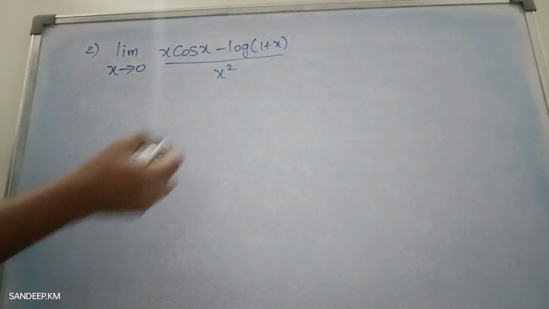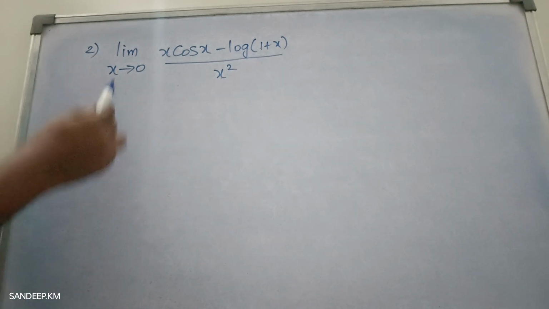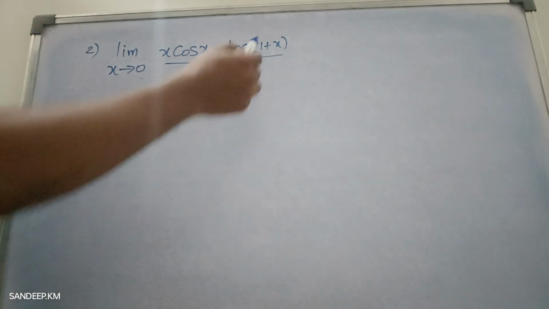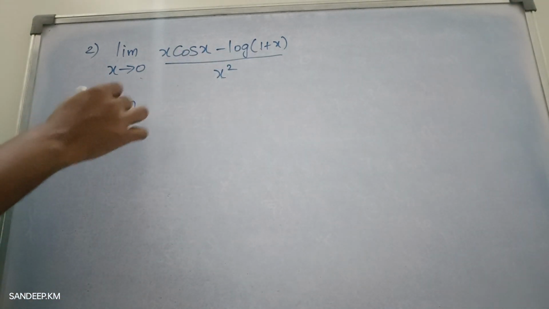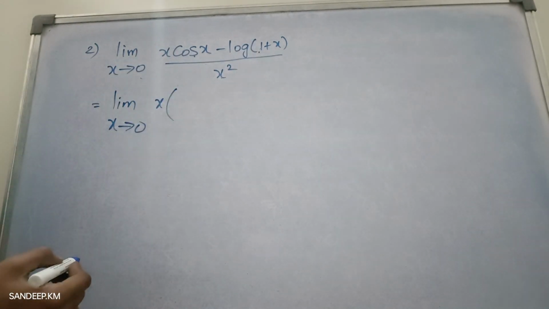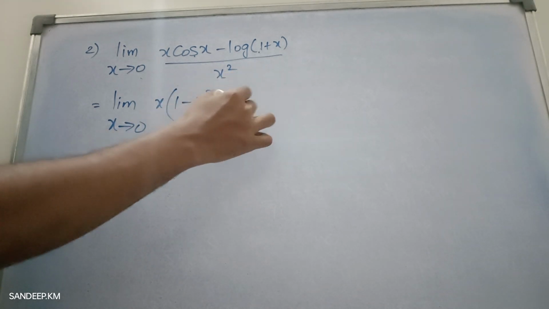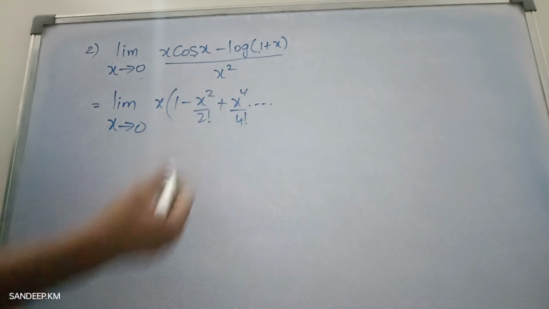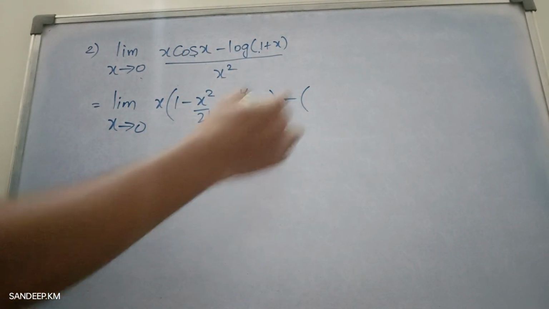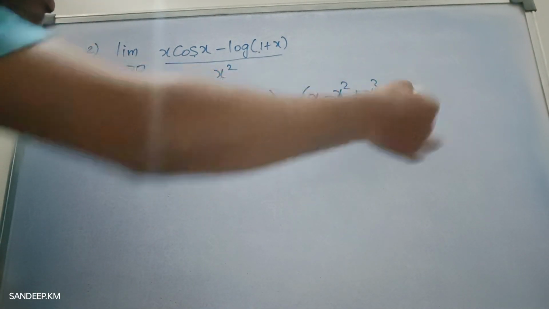Now, the log of 1 plus x expansion can be used only when x is between minus 1 and plus 1. The value which x is approaching is 0. It is between minus 1 and plus 1, right? We can use the expansion. Let me solve this question using expansions of cos x and log of 1 plus x. So dear students, x into cos x expansion, if you remember, 1 minus x square by 2 factorial plus x power 4 by 4 factorial, and so on. Minus, open the bracket, log of 1 plus x expansion is x minus x square by 2 plus x cube by 3 and so on.